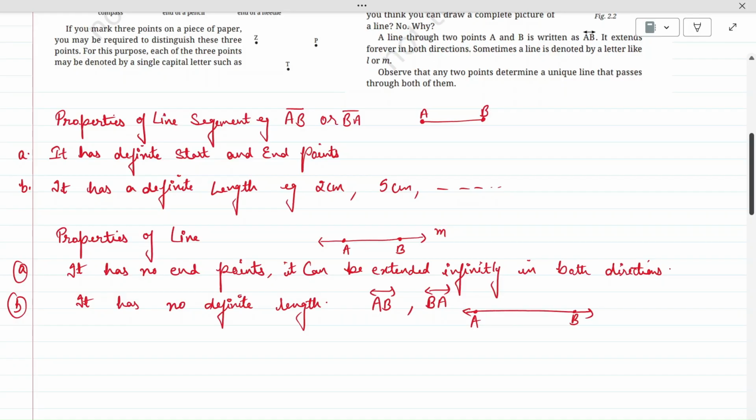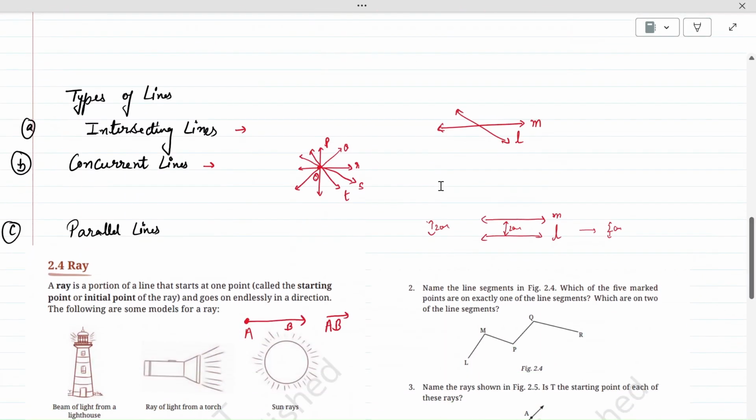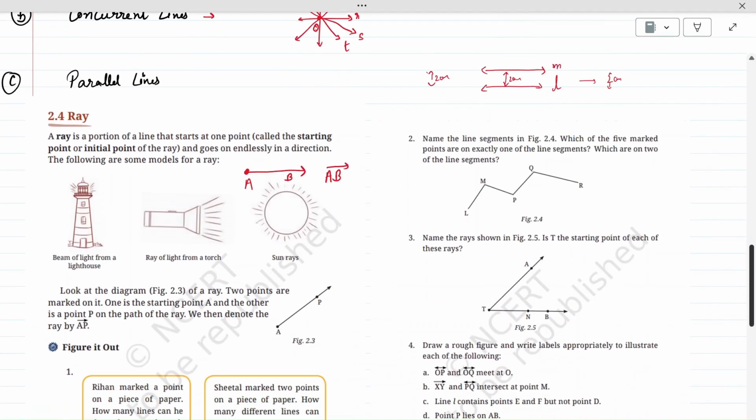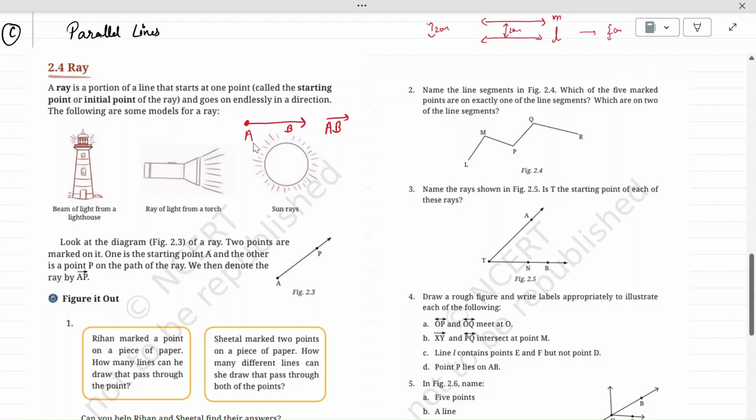Next, we have the types of lines. They were the intersecting lines, the lines which cut each other, and concurrent lines which meet at a particular point like this. Here, all these lines are meeting at a point O. And parallel lines are the lines which never meet each other. They always have equal distances between them. And next we studied about ray. What is a ray? A ray has one start point, but it doesn't have any end point, and it is denoted by AB with an arrow on one side of the line, because we don't know up to what point it will go.